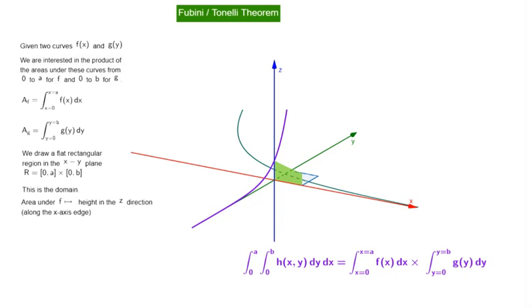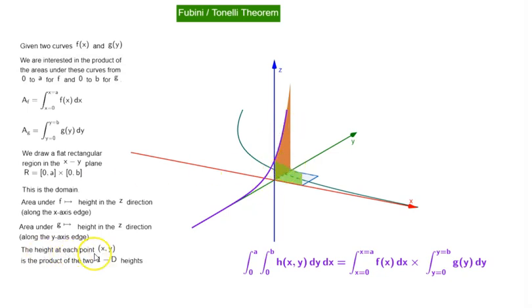So if you want to compare it, let me draw that curve also in the xz plane. So it is going along that curve. So this is the area under f. Now area under g in the interval 0 to b maps to height in the z direction along the y-axis. So this is the area under this curve in the interval 0 to b. Now the height at each point x comma y in that domain is the product of two 1D heights.